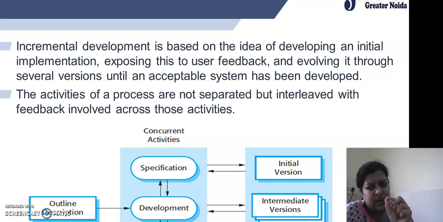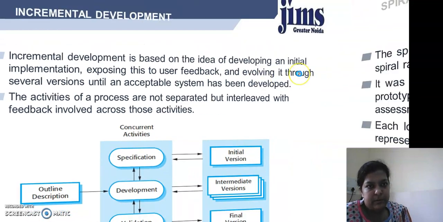So what is basically happening is that from a small circle we are going big, bigger, and bigger based on the feedback. And with this the system is able to adapt to everything. So what did we do here? We defined the outline. These are concurrent activities: specification, development, validation, going simultaneously. Then the initial version, then we create the intermediate version, and then the final version is created. The initial version is very small, then the intermediate, and then the final. So based on the feedback, the process is evolving.